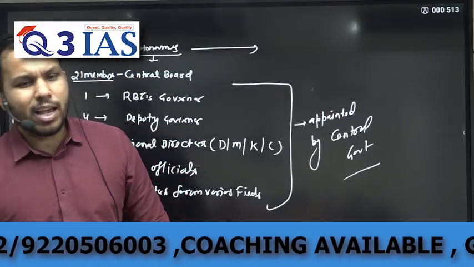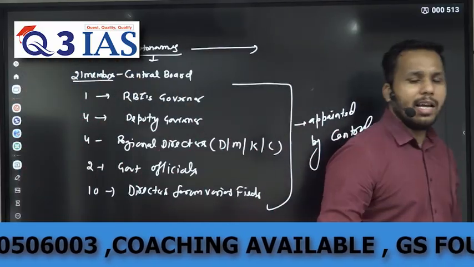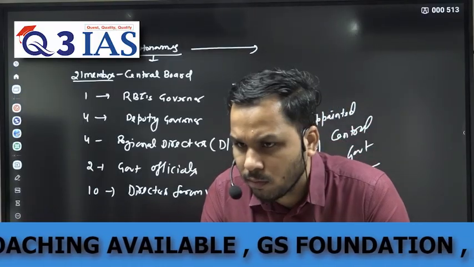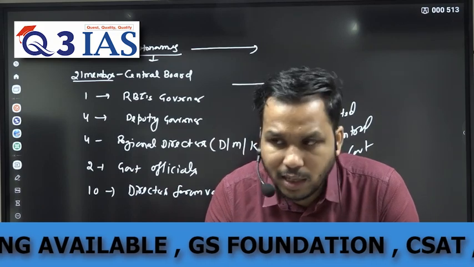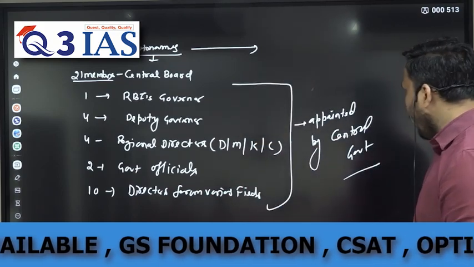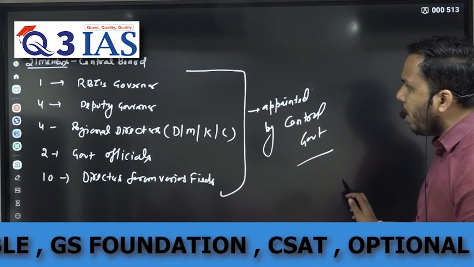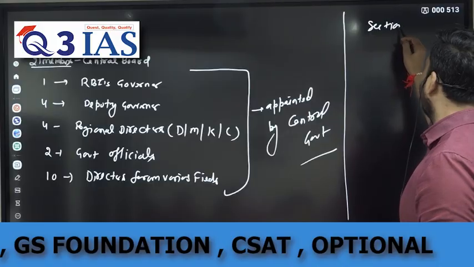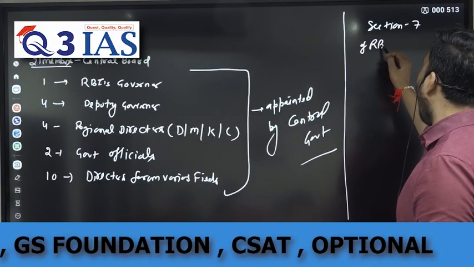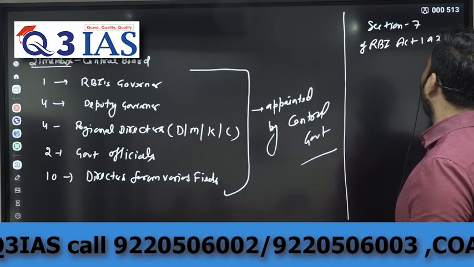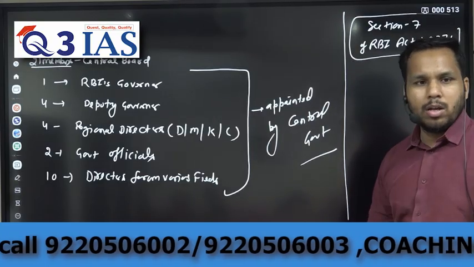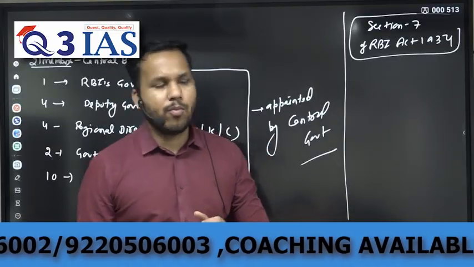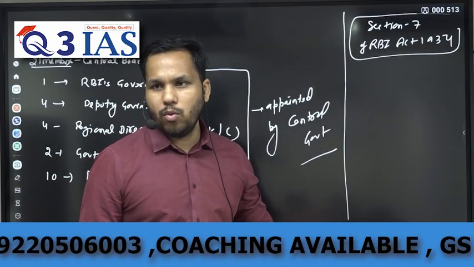And now the public is saying, please decrease the interest rate because loans have become expensive and we are unable to take borrowings. What happens in that case? Then our government has some powers. Then the government can use Section 7 of the RBI Act 1934. When the government uses Section 7 of the RBI Act 1934, what happens?